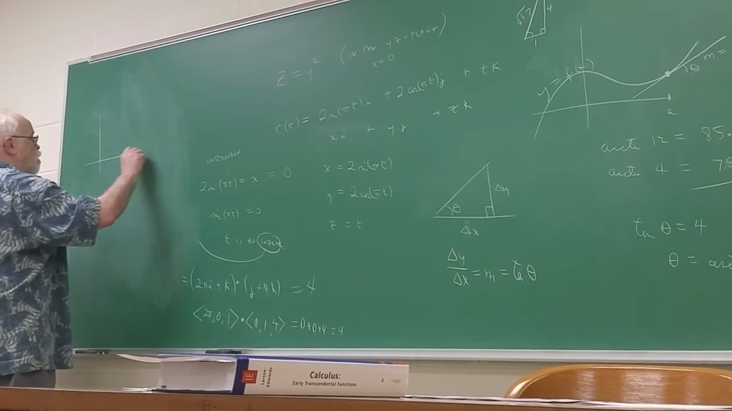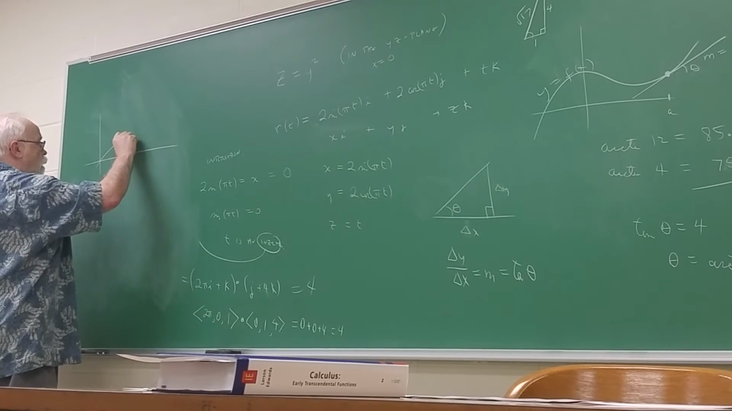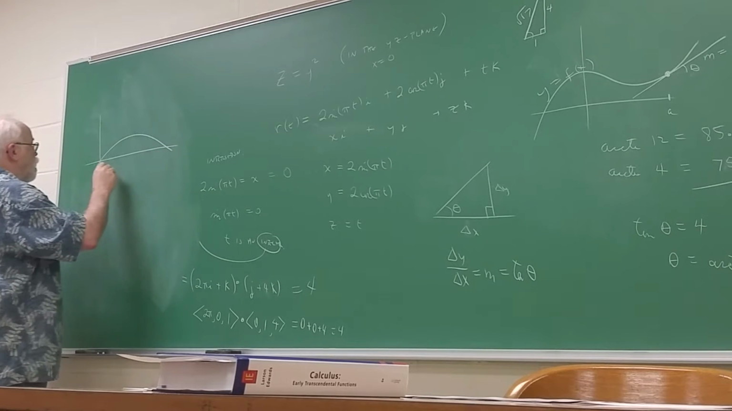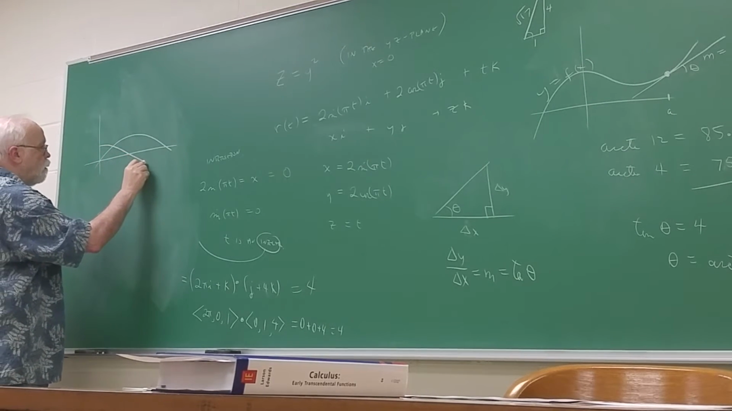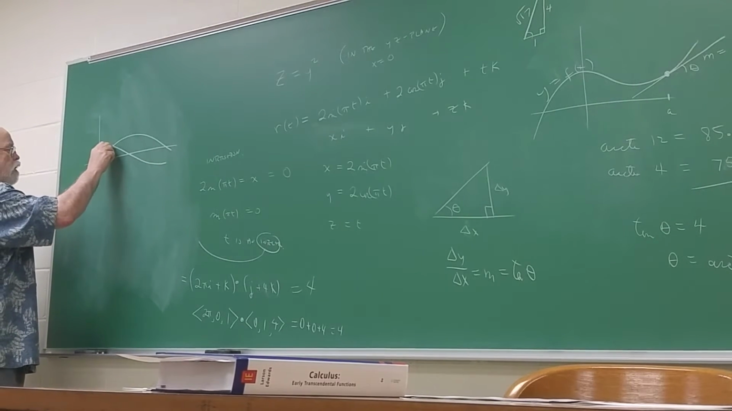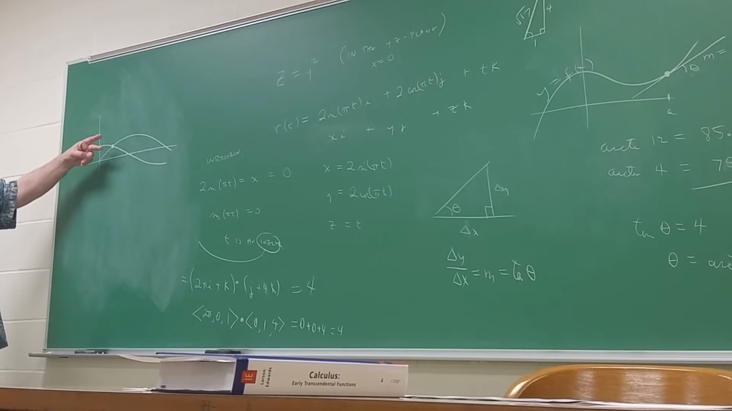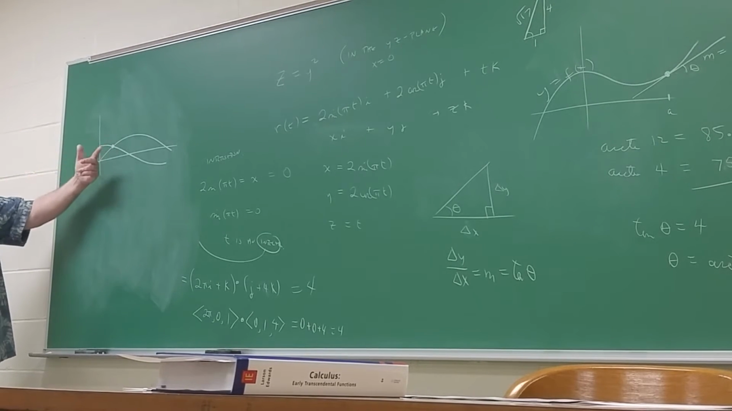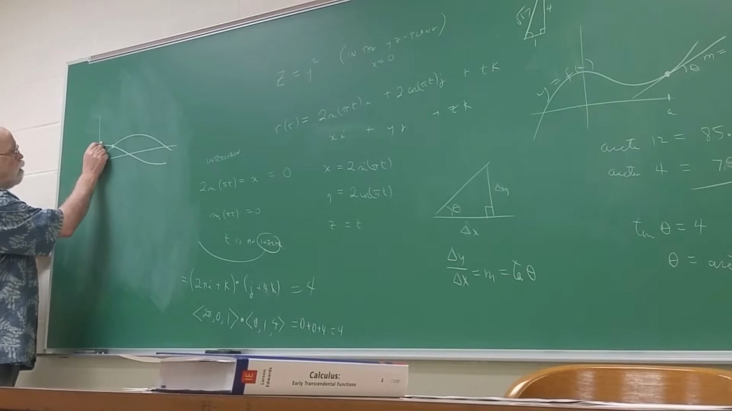And then the next problem says look at the sine function and the cosine function, and look at where they intersect. And here's the one that's closest to the origin. And they make an acute angle, and they make an obtuse angle. And I wanted to know what's the obtuse angle.